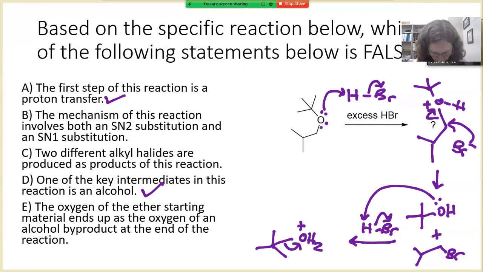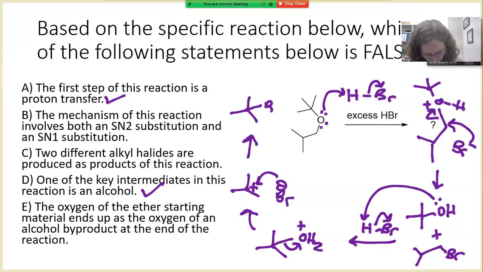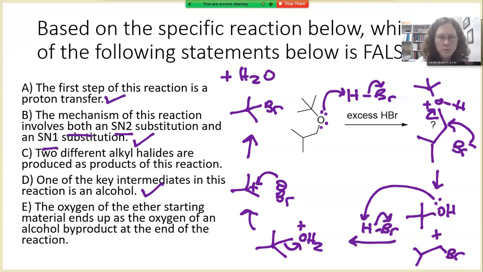So we will see here loss of a leaving group to form a carbocation. And then the bromide will come in and attack. So this is an SN1-like reaction. We make this alkyl bromide, and we have water as our byproduct. So B is also true. The mechanism involves both SN2 and SN1 substitution. We did SN2 in this first phase of the reaction, and then SN1 here in the second phase of the reaction.